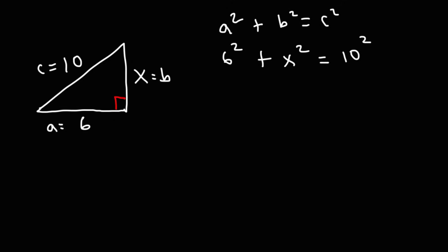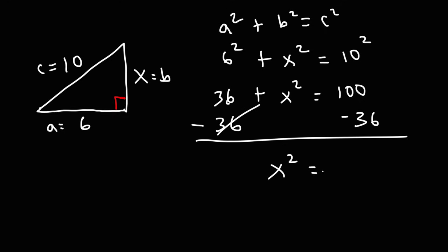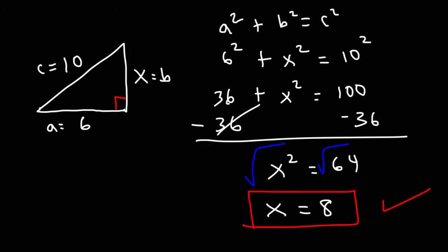So now at this point, all we need to do is solve for the missing variable. 6 squared is 6 times 6, which is 36. 10 squared is 10 times 10, which is 100. Now to get x squared by itself, we need to subtract both sides by 36. 100 minus 36 is 64. Now to calculate the value of x, we need to take the square root of both sides. The square root of x squared is x. The square root of 64 is 8. So this is the missing side of the triangle. It's 8 units long.